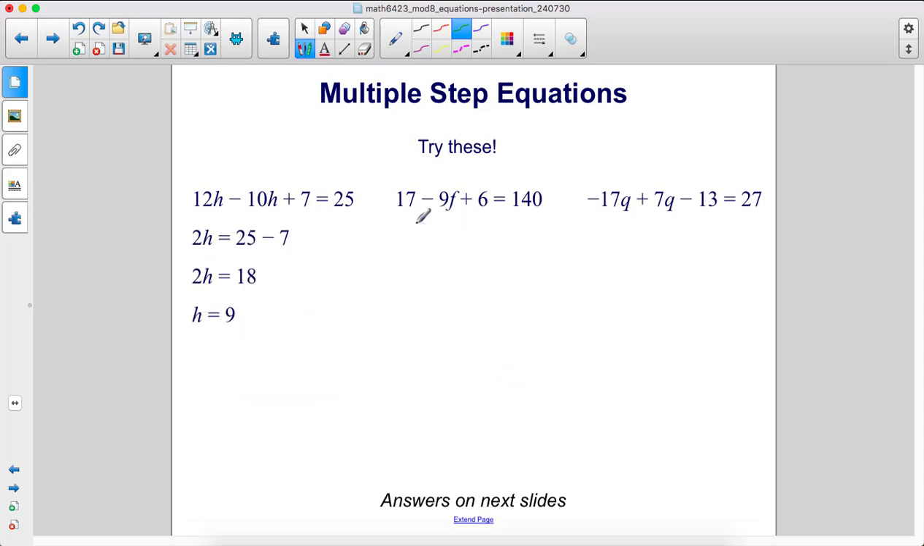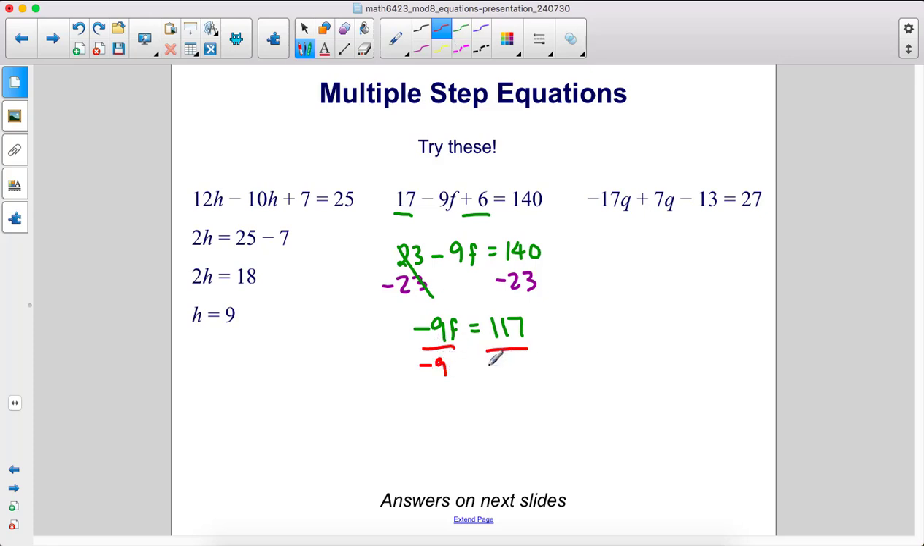All right, so here we have some like terms. 17 plus 6 is 23. Okay, then we're going to undo this addition by subtracting 23 from both sides. And that gives us negative 9f equals 140 minus 23 is 117. Then we're going to divide both sides by negative 9.